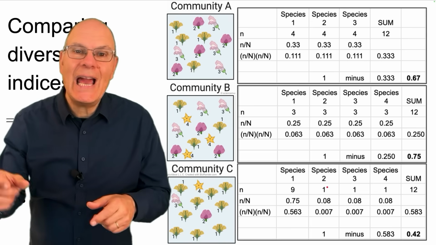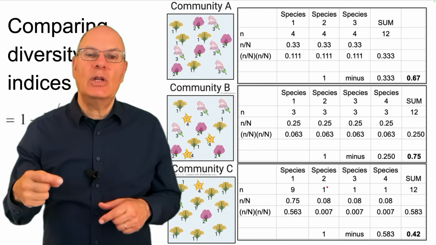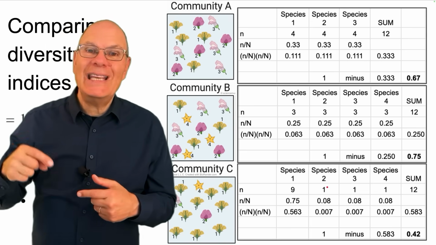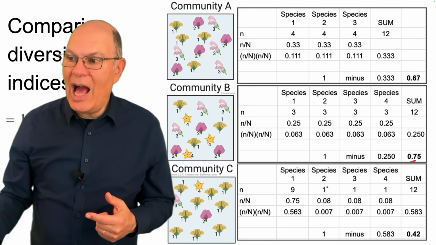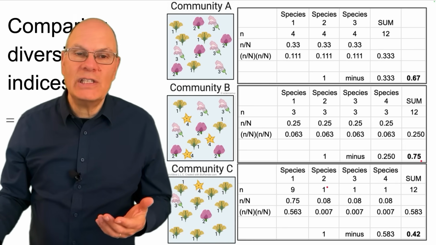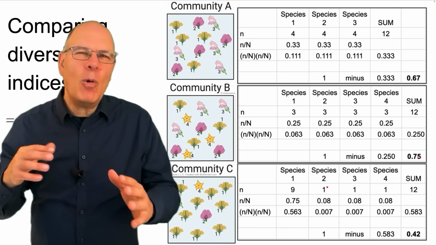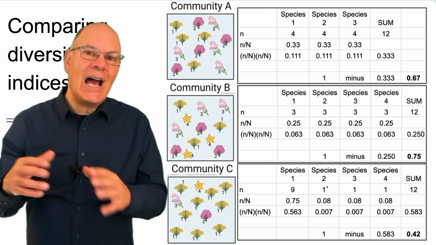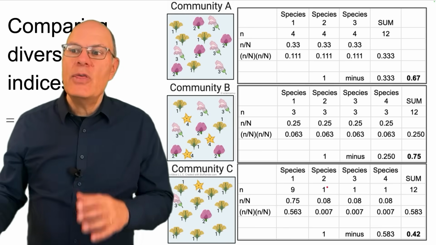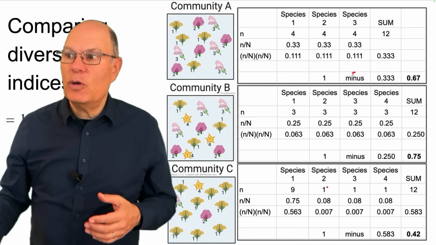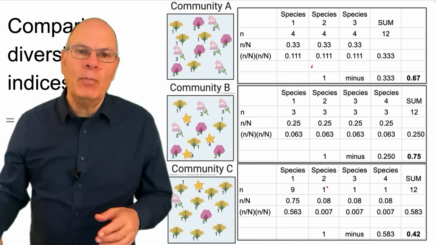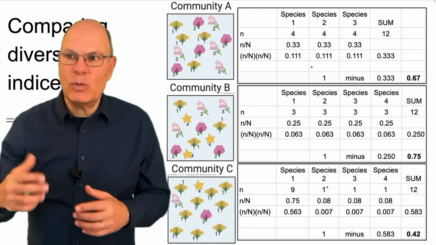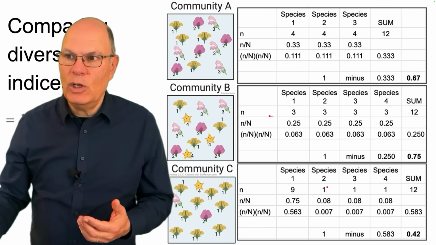So we can see how, by analyzing each of these communities using the Simpson Diversity Index, community B has the highest diversity, 0.75. And again, think about why that is. It has high species richness and high species evenness. The next community in terms of diversity is community A, which also had high evenness, but its richness was a little bit below that of community B.